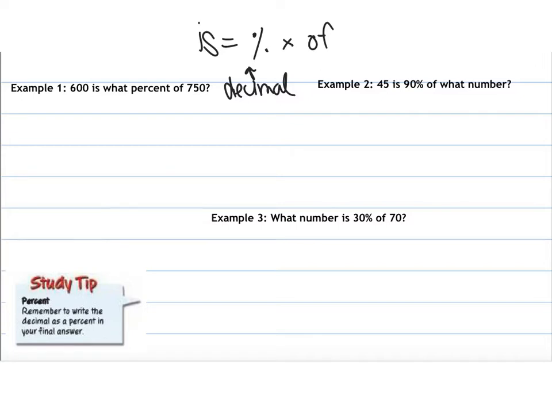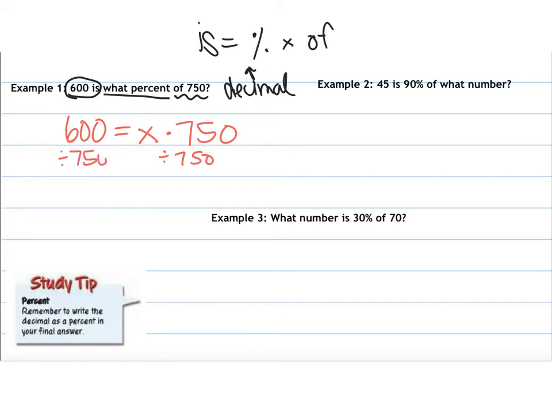Okay, the first example, 600 is what percent of 750? So what percent, that's what you were trying to find, 600 is of 750. So if I'm plugging my parts into this, we would have 600 is equal, we don't know the percent, that's what we're trying to find, times the of, which is 750. Now to solve this, since they're multiplying by our variable, we are going to divide both sides by 750. So on my calculator, 600 divided by 750, 0.8.